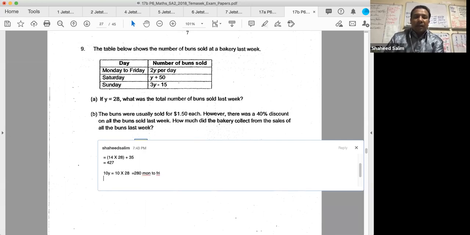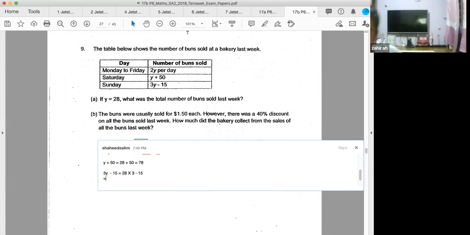Okay, then the next one you can do Saturday. Saturday is y plus 50, right? So 28 plus 50 equals 78. Then Sunday, 3y minus 15. So I take 3 times 28, then after that, the answer minus 15. So what is it? 28 times 3 is 84. 84 minus 15, how much do you get?